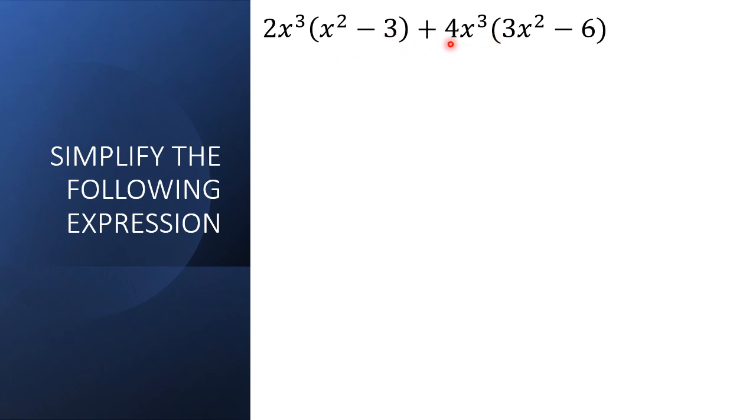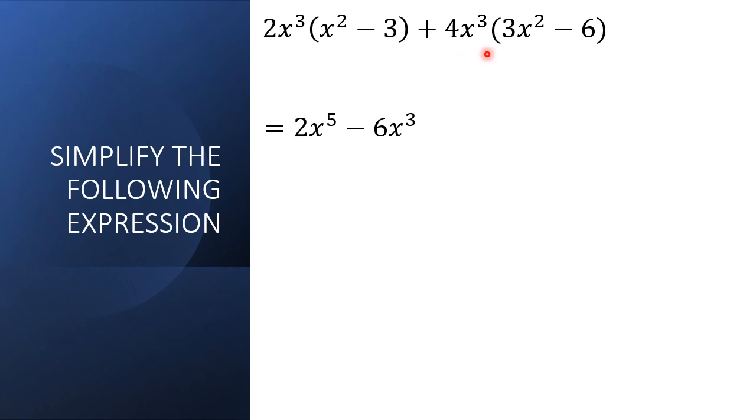Multiply the factor that's outside of the bracket with each term that's inside the bracket. So if you evaluate the first term, 2x cubed multiplied by x squared will give us 2x to the power of 5. How did you get x to the power of 5? If you multiply powers with the same base, you keep your base and you add the exponents. And then 2x cubed multiplied by -3 will give us -6x cubed.